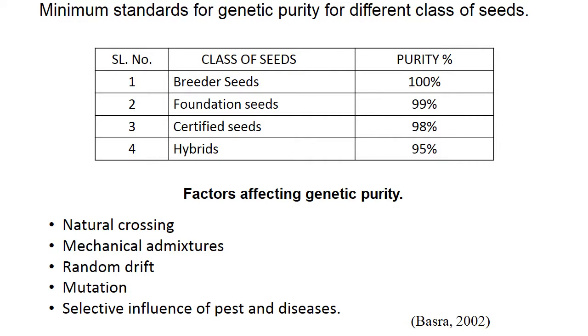The minimum standards for genetic purity for different classes of seeds are: for breeder seed it is 100%, foundation 99%, certified 98%, and hybrid seeds 95%. The factors affecting genetic purity are natural crossing, mechanical admixture, random drift, mutation, selective influences of pests and diseases, etc.